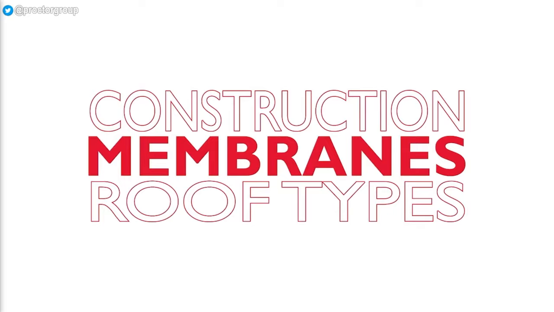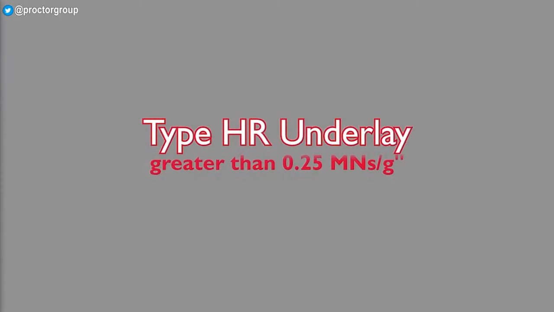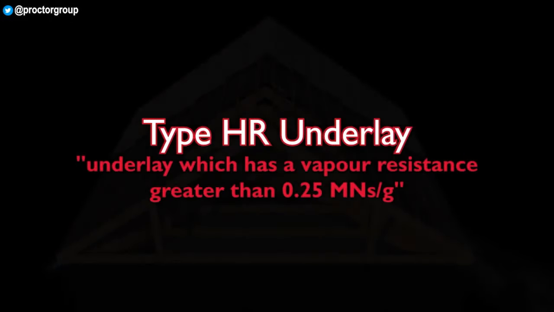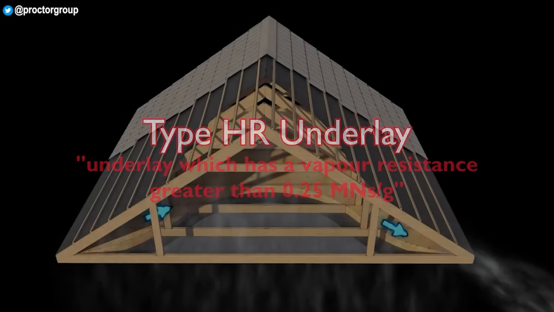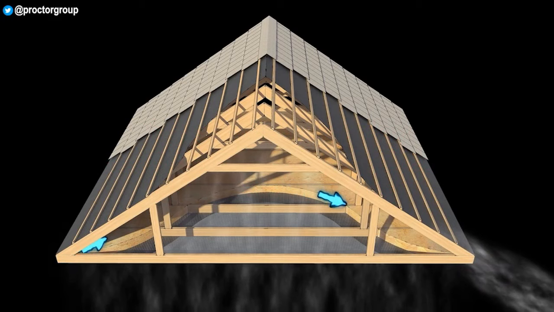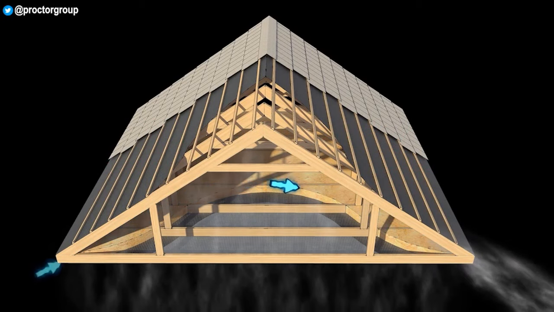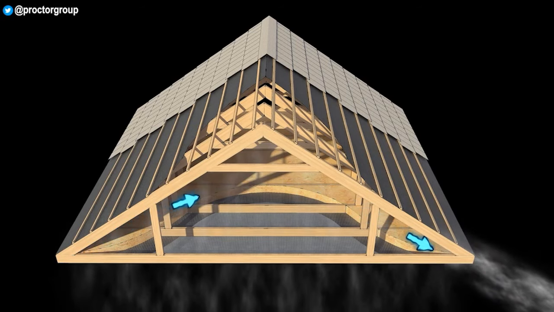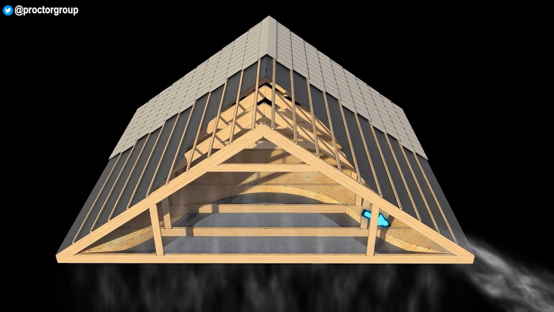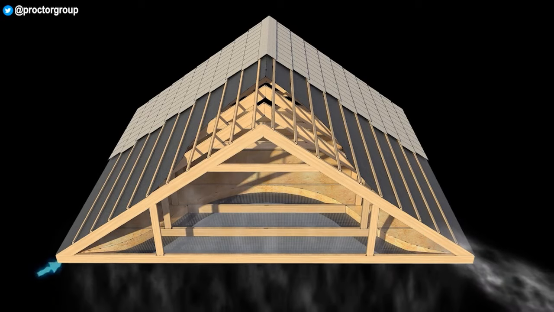Types of roof. Traditional ventilated roof. This shows a traditional type of roof construction using a type HR underlay as defined in BS 5250. This type of underlay includes a traditional bitumen roofing felt as well as more modern plastic equivalents. In this type of roof construction, vapour cannot escape through the membrane at all and therefore must be removed from the roof by means of ventilation openings.